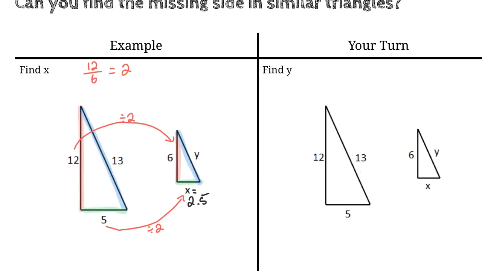Here we have the two same triangles, and we've already found the scale factor. The scale factor is 2. So we know if we took 12, divided it by 2, we'll get 6. And then this bottom side here, x, that we just found, is equal to 2.5. I want you to pause the video and find the side length of y. So these two sides were pairs, so once you take 13, divide that by your scale factor of 2, you should get 6.5. So the length of side y is 6.5.